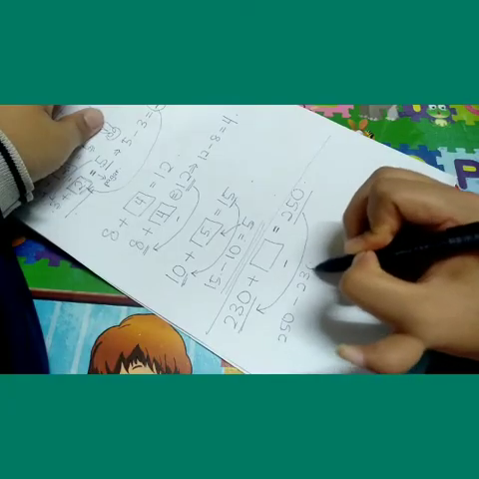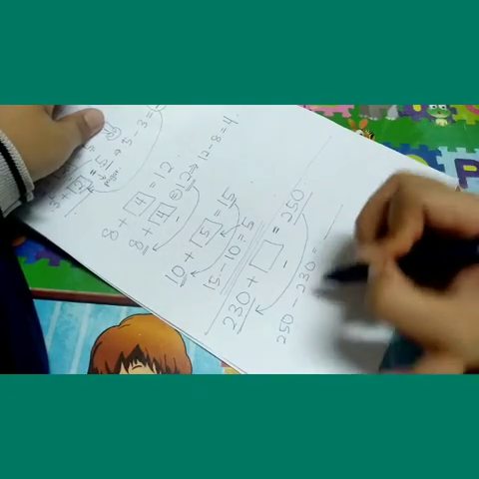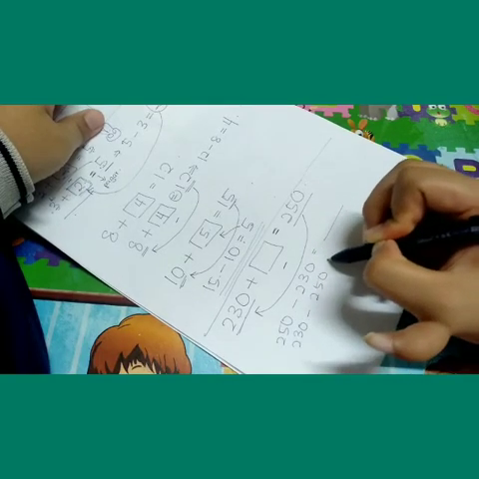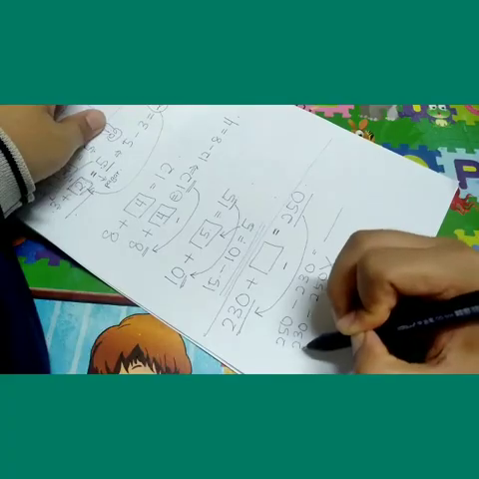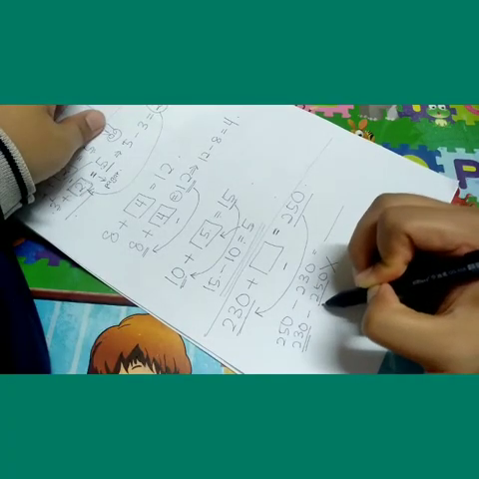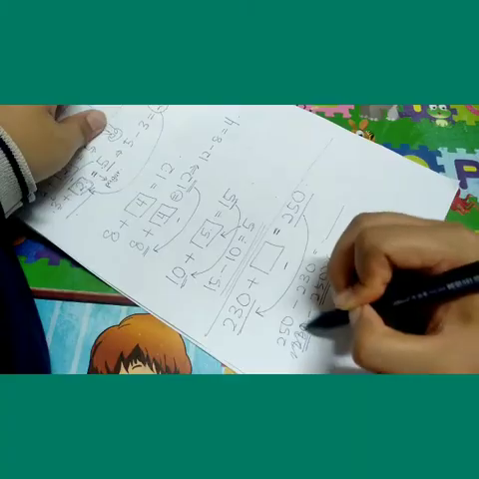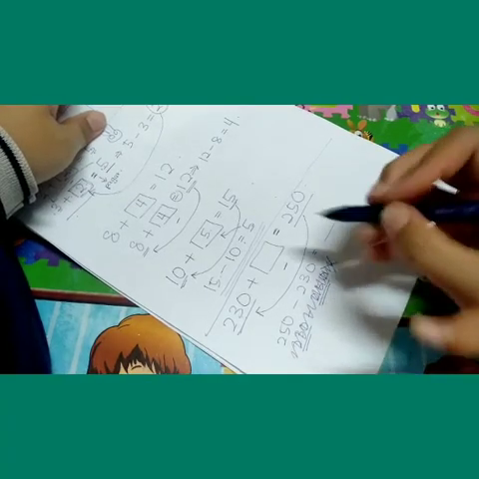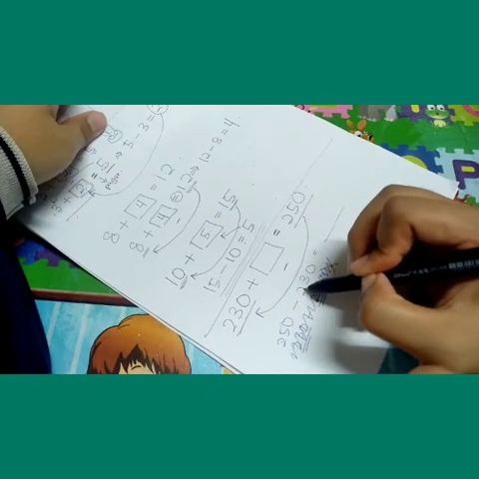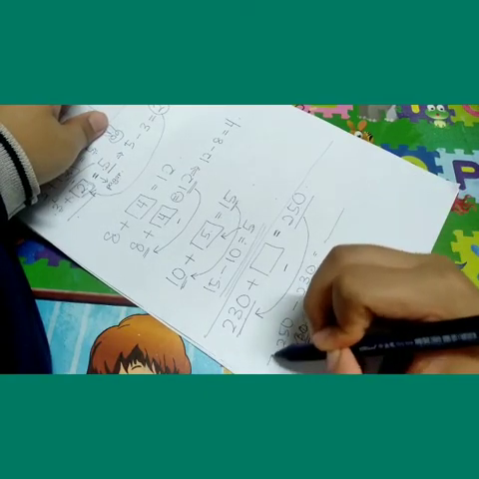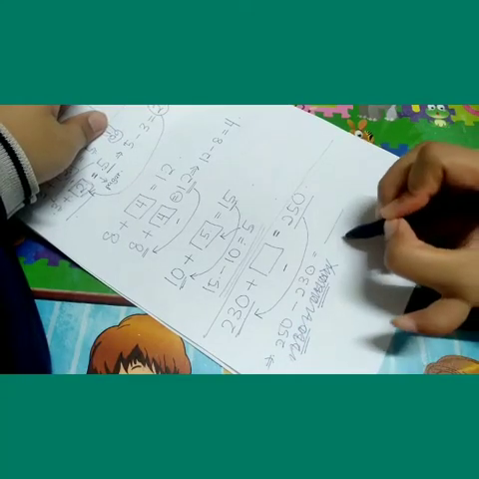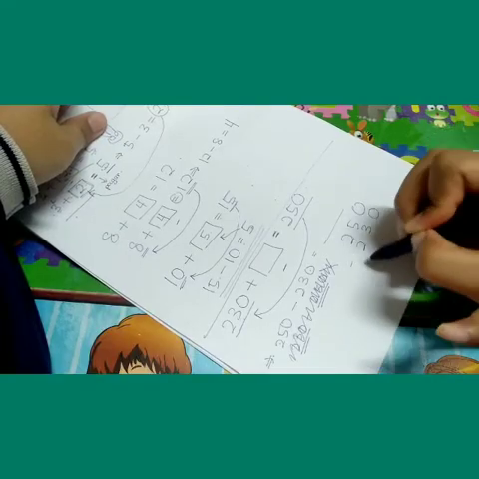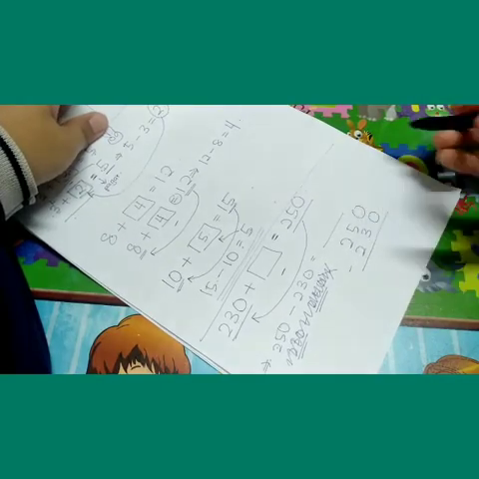Minus 230. We cannot say 230 minus 250. This is wrong because 230 is smaller than 250. So don't do things like this. Okay. 250 minus 230. Back to our basic calculation. 250 minus 230. Make sure they are in the correct place value.